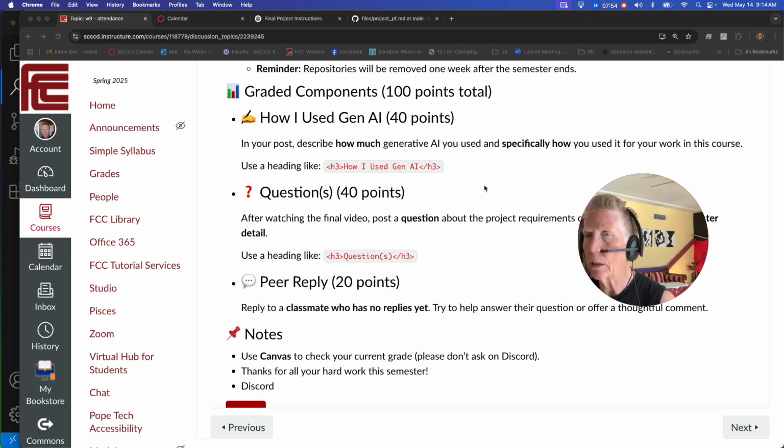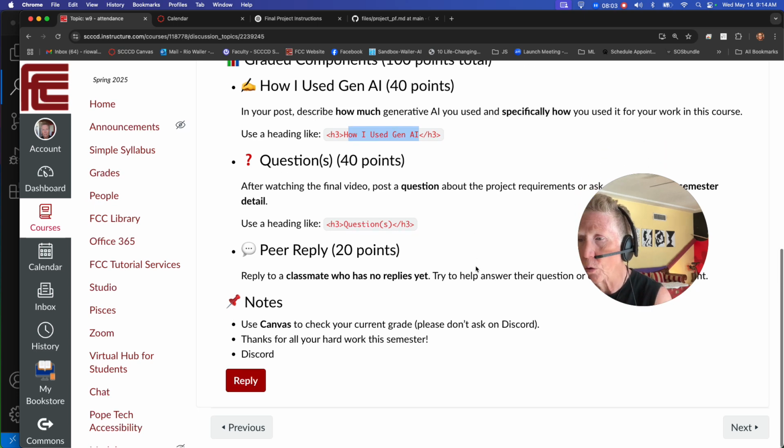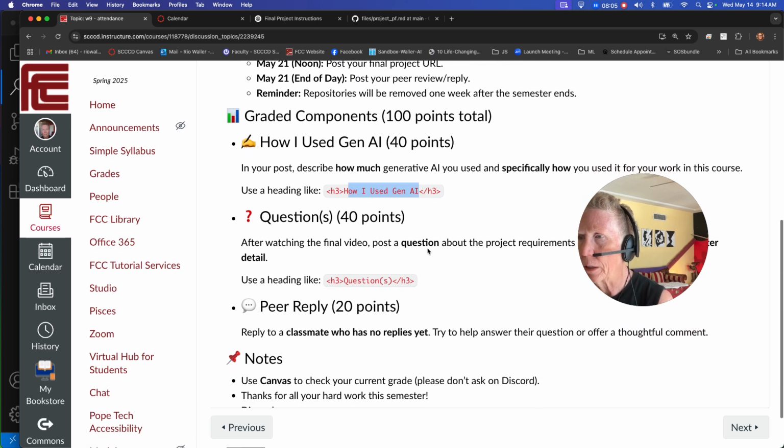Allowing it to do, again, I don't want to go over that because I've already talked about it. But so use a heading 3. You know how to do this. I've just put this in here. You know how to do a heading 3, but you also know in the reply how to do a heading 3, and that's worth 40 points.